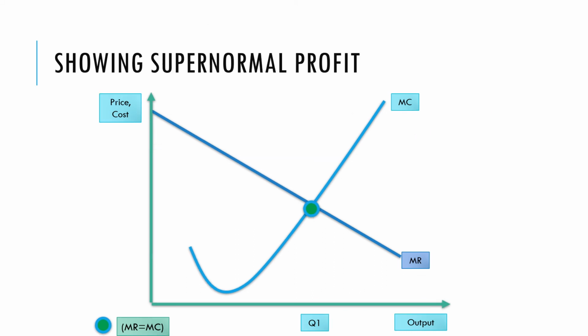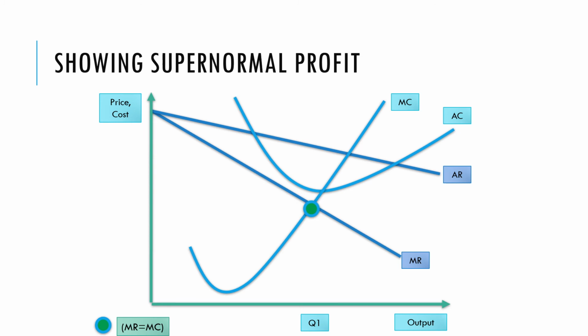Okay, now let's have a look at a situation in which the business is earning a supernormal profit. Again, to find the profit maximizing output, we look at where marginal cost equals marginal revenue, and we find out that's Q1. We then add in our demand curve, our average revenue, and our average cost curve. And this time what we can see is that when we produce output Q1 and we ask ourselves what is the price, we go up to the demand curve, the average revenue curve, and we find that price is P1. At this level of output, what is the average cost? Well, we go up to the average cost curve and we find that the average cost is C1.